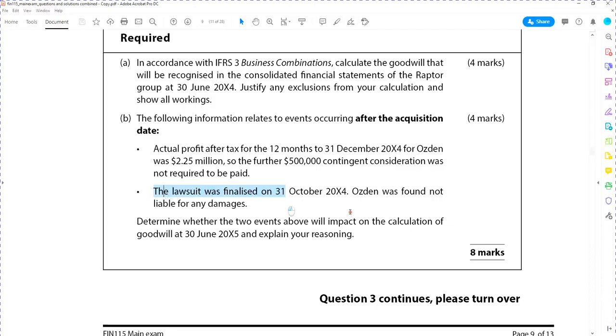Now the next thing is the lawsuit down here. So the lawsuit was something that existed pre-settlement, and we actually included an amount in here, the $750K contingent liability for the lawsuit.